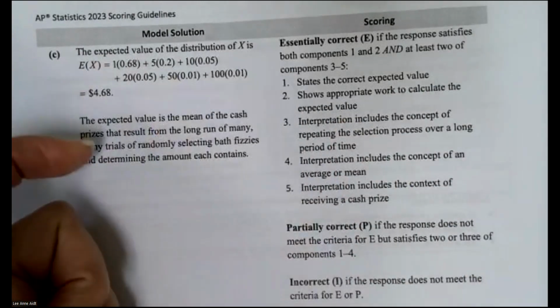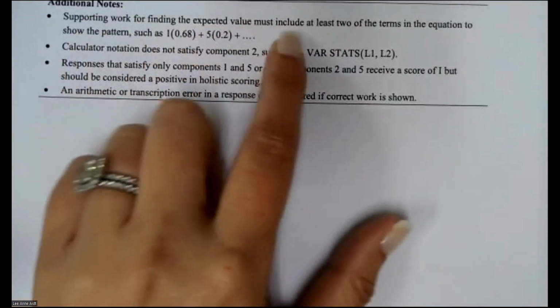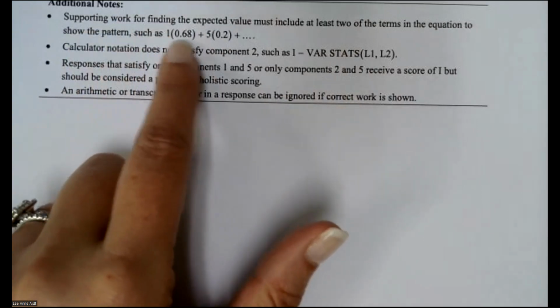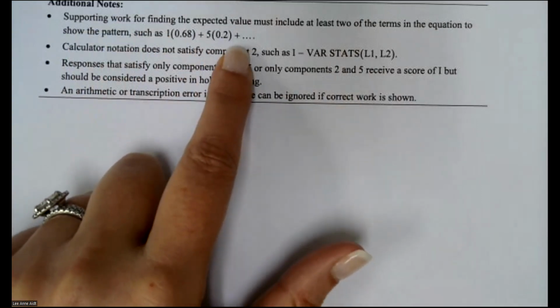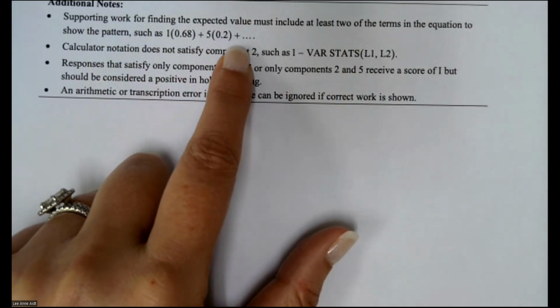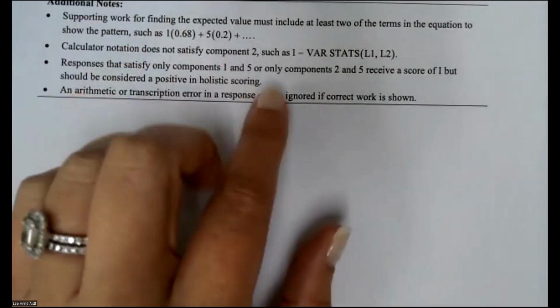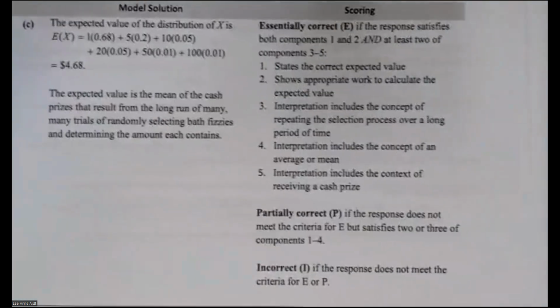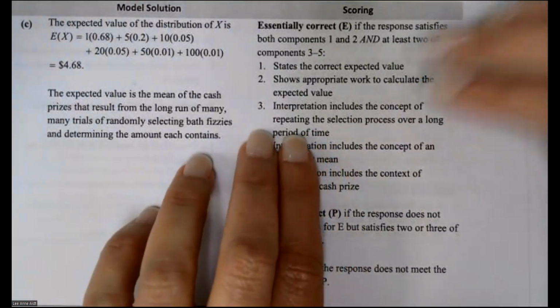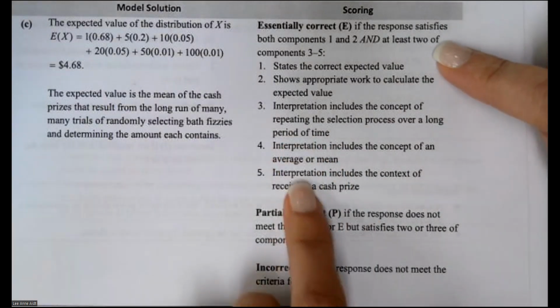Now you can use the thing. Notice it says down here, supporting work for finding the expected value must include at least 2 of the terms of the equation to show the pattern. Oh yeah, that's still different. I always do the first 2 and the last one. This is new, but I still would do the first 2 and the last one. So you have to have those 2, and then at least 2 of these.